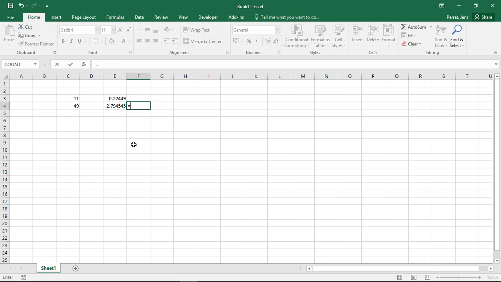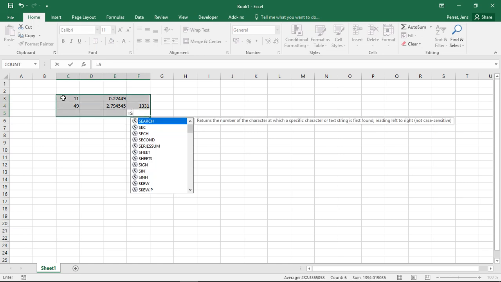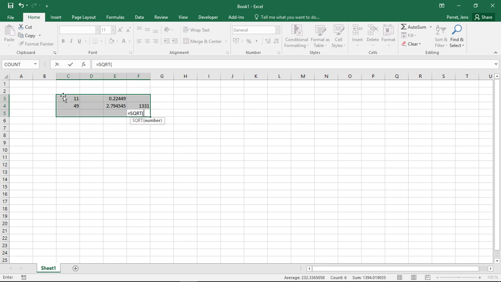The other way is with a function called power. Here I take a number and the corresponding exponent, and we get the same result. Similarly, if I want to use something for roots, I can also use the function sqrt, which is the square root of any number.